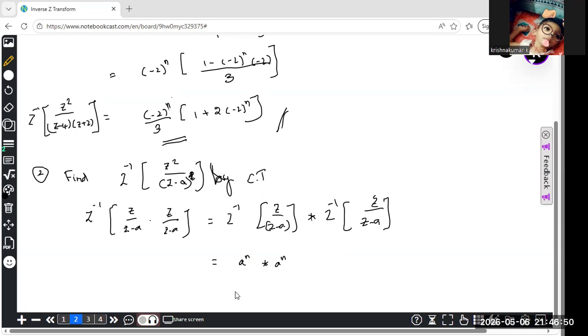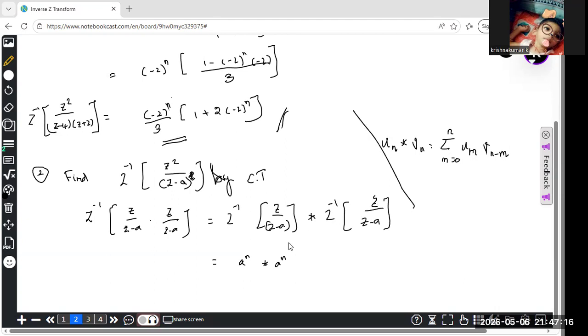Now we have to remove this star. Again, compare this expression with the convolution of two functions: u n star v n is equal to summation m equal to 0 to n of u m into v n minus m. So this is our function.